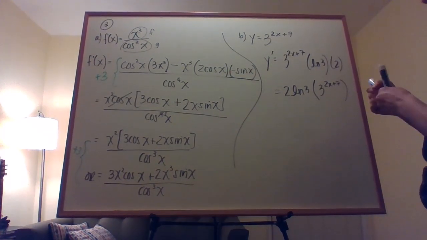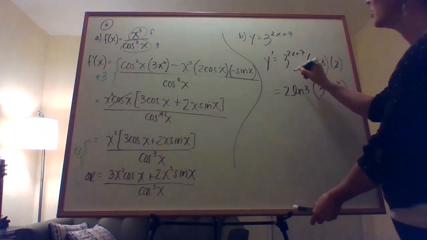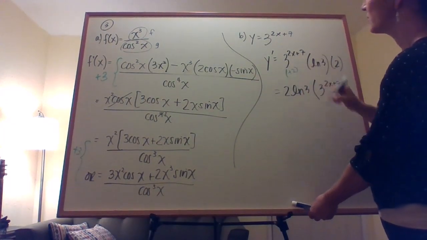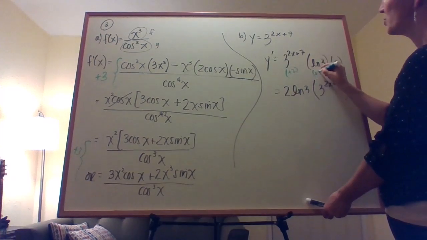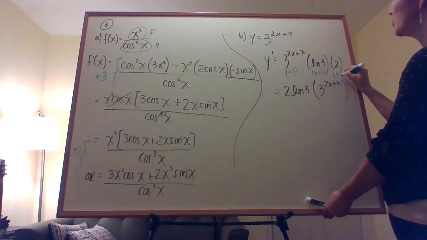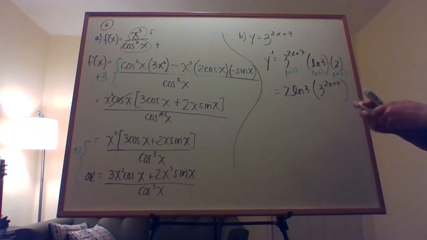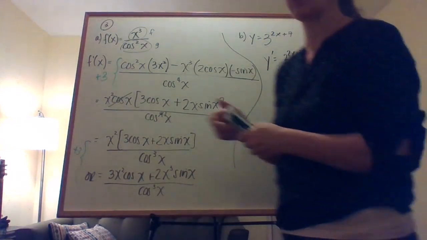Okay? So essentially for this one, again, it's 6 points. You get 2 points for each part. 2 points for the 3 to the something, 2 points for the natural log of the base, and 2 points for applying the chain rule there. That's parts A and B for number 3.